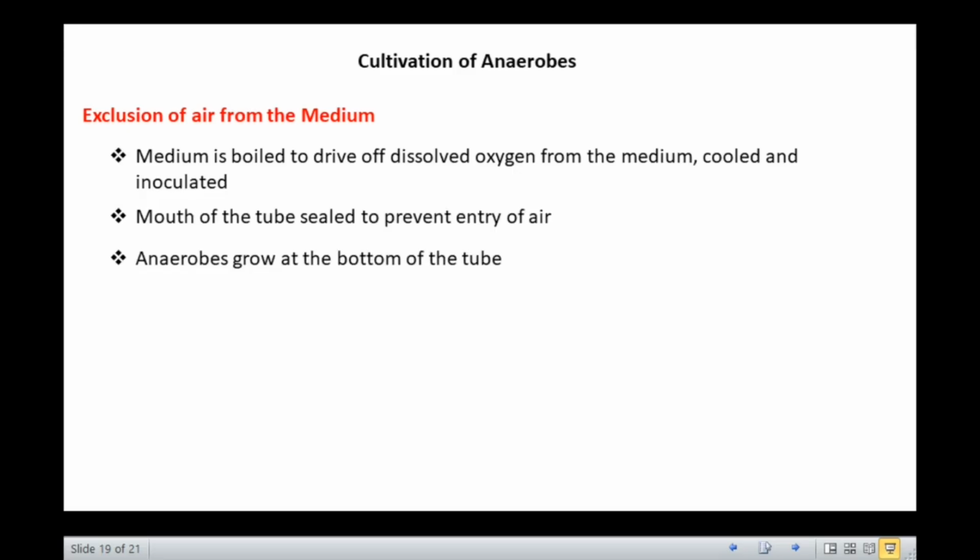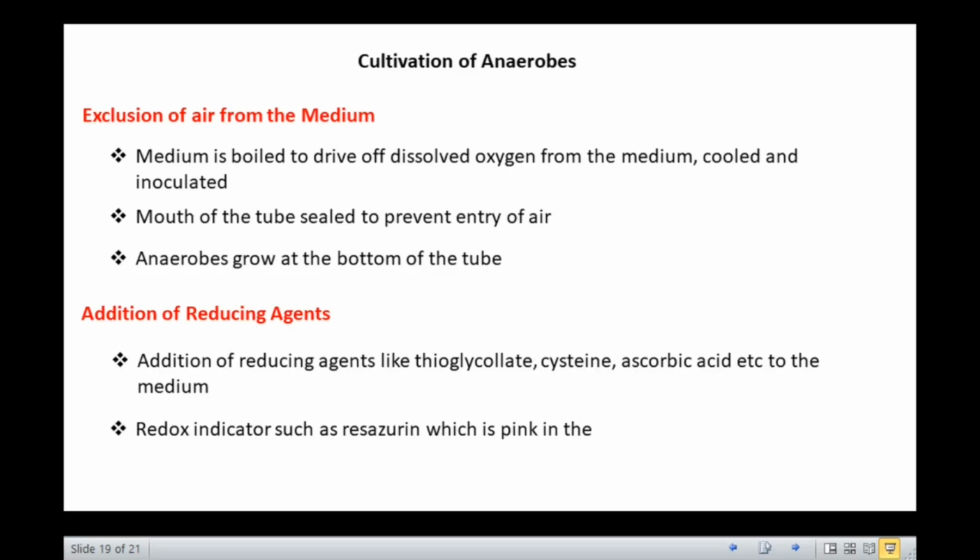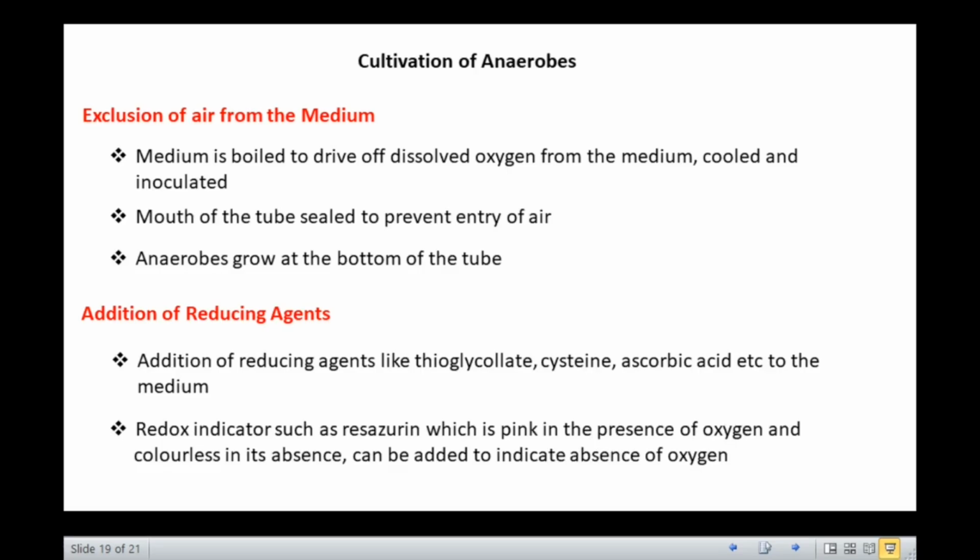The second method is addition of reducing agents. The most common method for growing strict anaerobes is addition of reducing agents like thioglycolate, cysteine, ascorbic acid, etc. to the medium, which brings down the redox potential to -300 mV or less. A redox indicator such as resazurin, which is pink in the presence of oxygen and colorless in its absence, can be added to indicate the absence of oxygen.